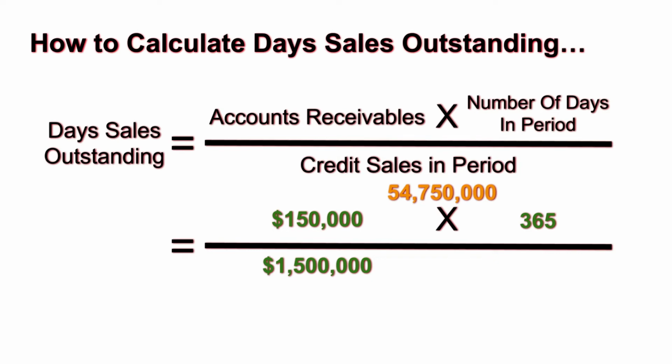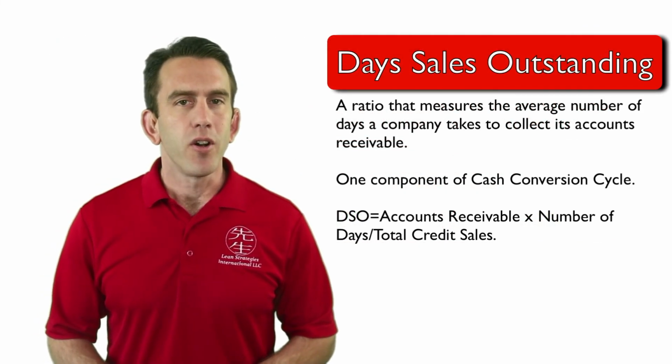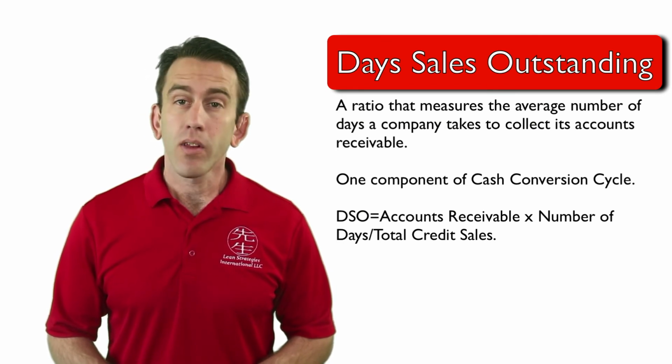Next, we divide this answer by the total sales due to be paid on a future date, which are known as credit sales. In our case, we divide $54,750,000 by $1,500,000. This would give us a DSO of 36.5 days. So, what exactly does 36.5 days tell us?